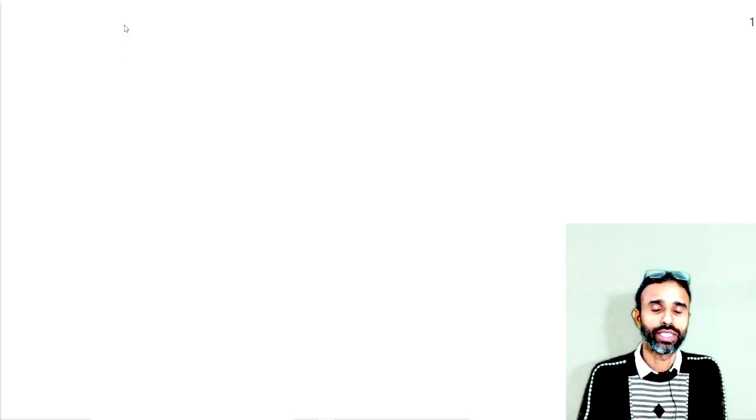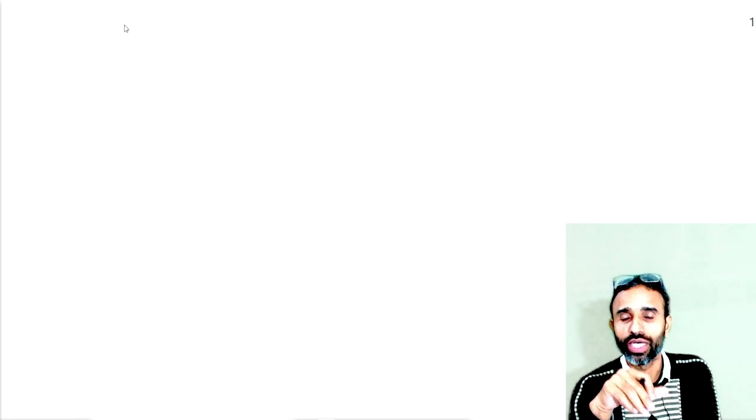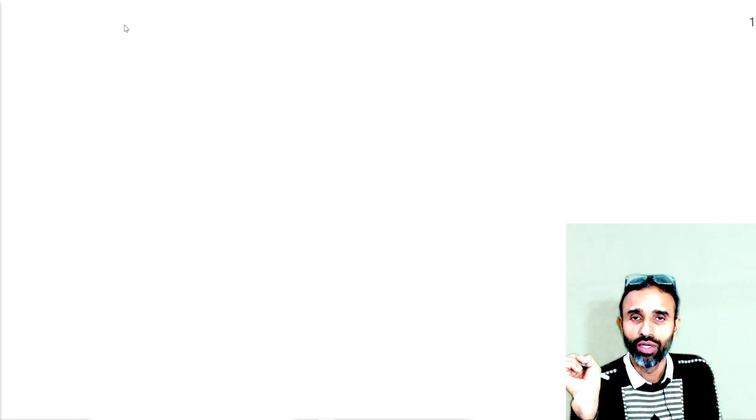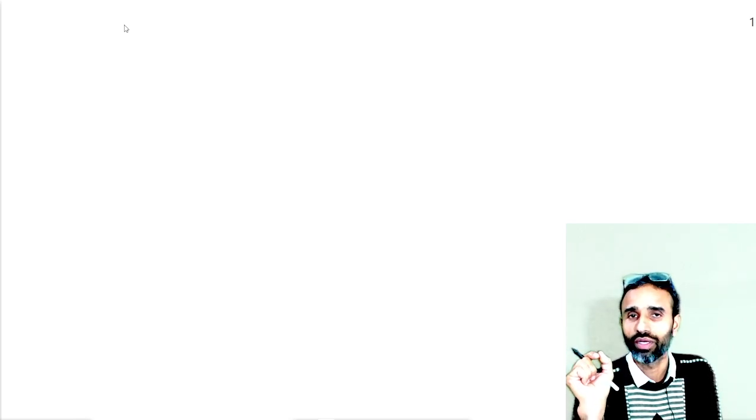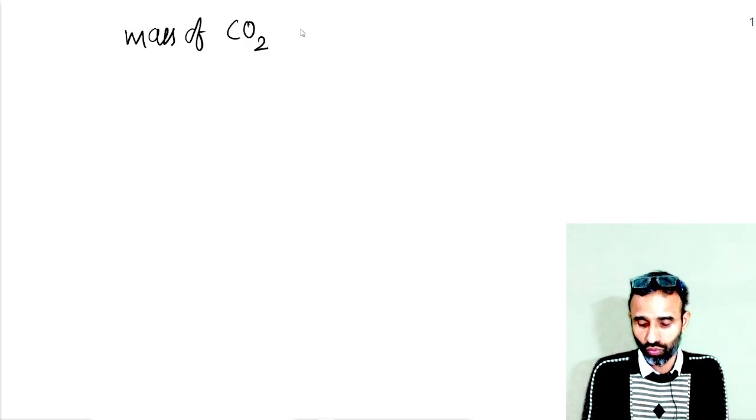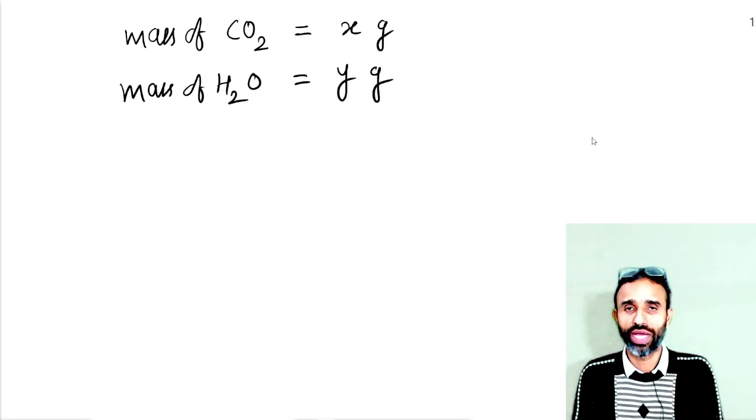Now, the difference in mass before and after the reaction of the CaCl2 tube will give the mass of water, and for the KOH tube, the difference in weight before and after the reaction will give the weight of carbon dioxide. So let us say the mass of CO2 is x gram, and the mass of H2O comes out to be y gram.